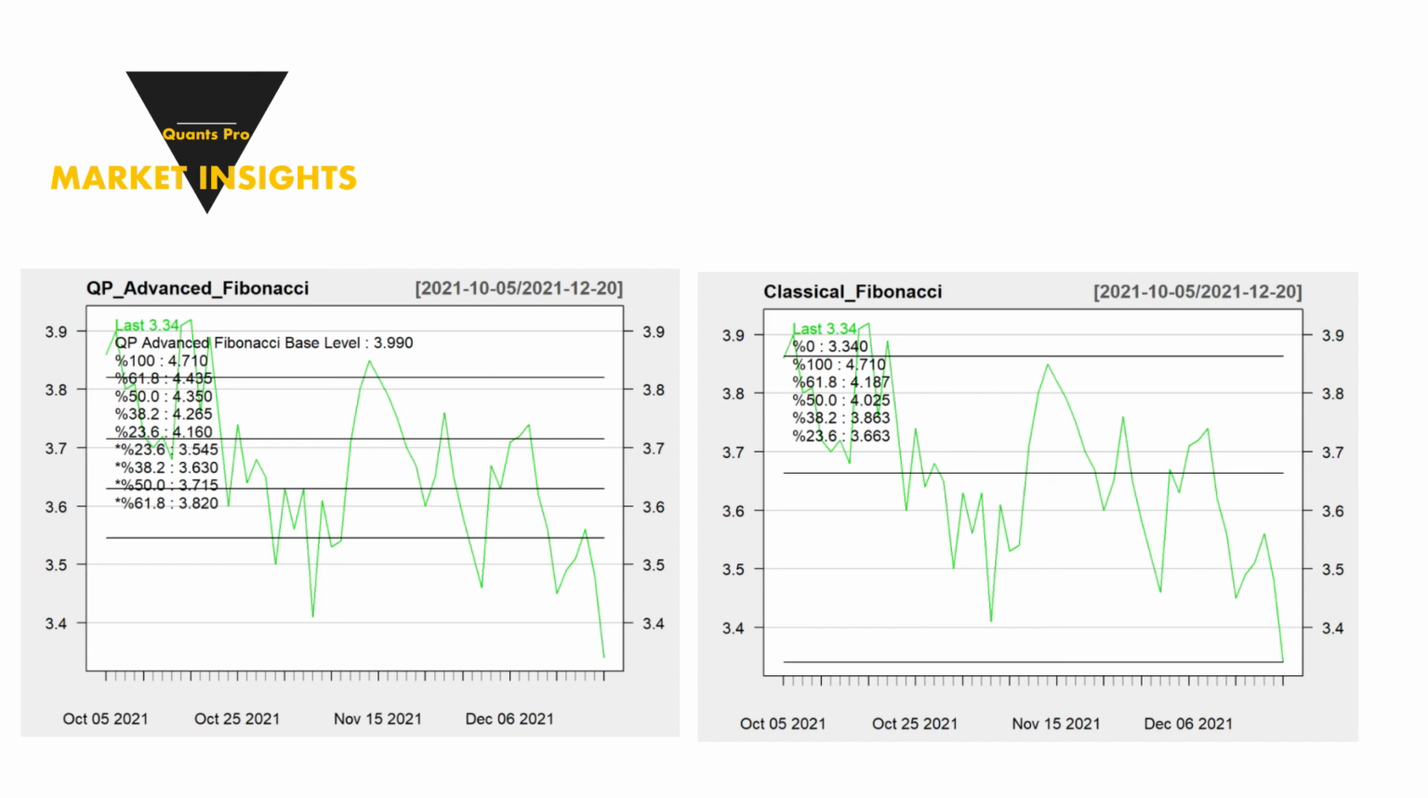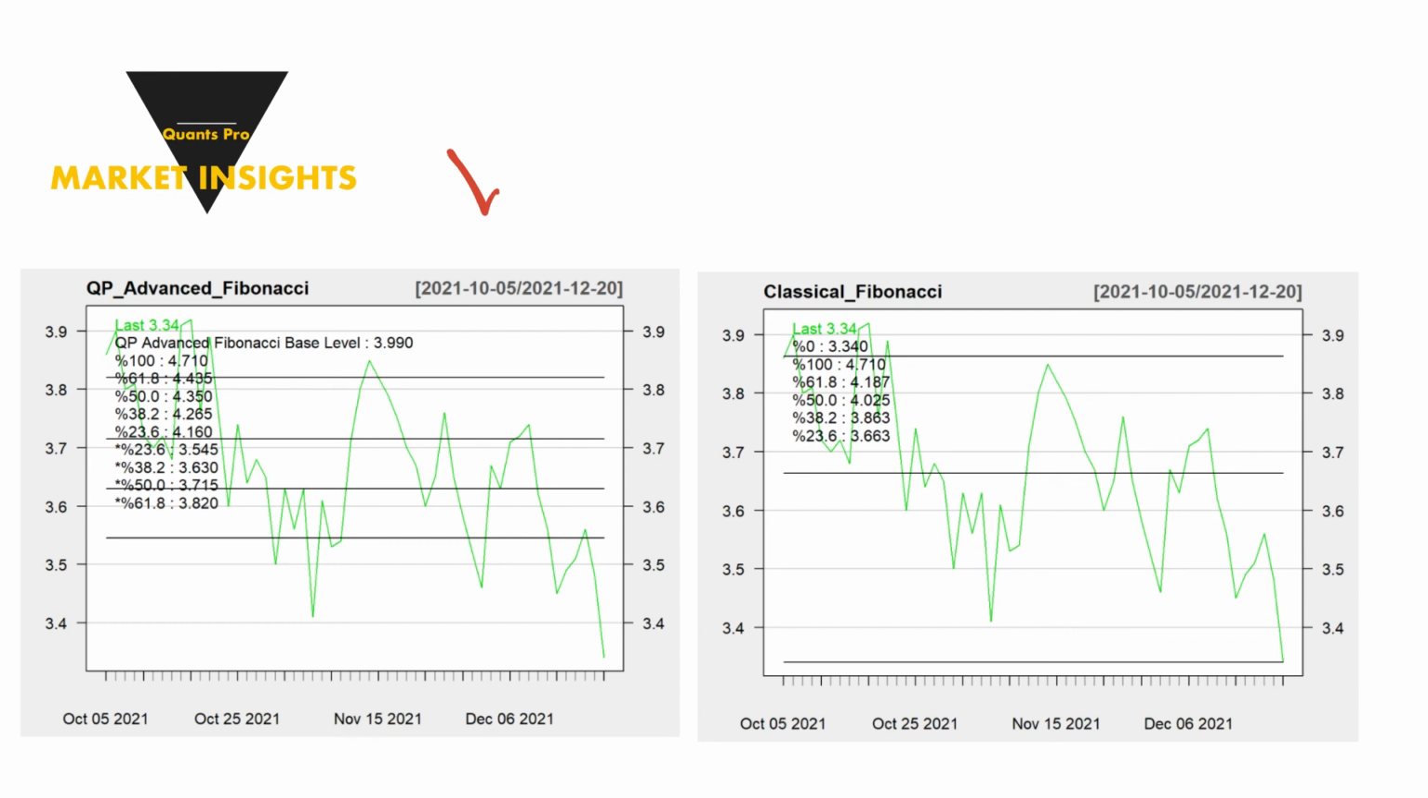Please take note of the extremely valuable Fibonacci levels, the first and only in the literature, which we will present shortly. When past prices are examined, it can be seen that there are fragile price movements at Quants Pro Advanced Fibonacci levels. Traders who know QP Advanced Fibonacci levels have a serious advantage over traders who use the classical Fibonacci scale. Thus, they will have a stronger immunity to the uncertain movements that dominate the markets.